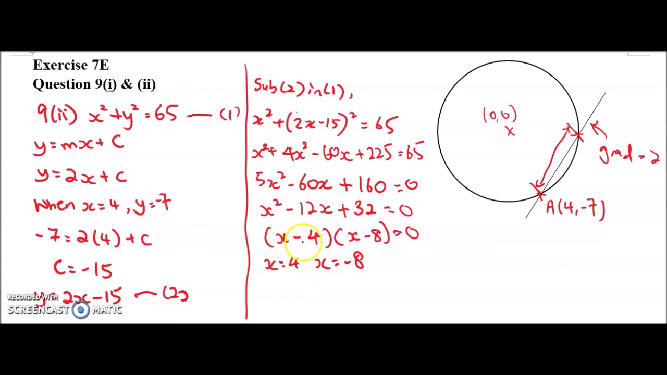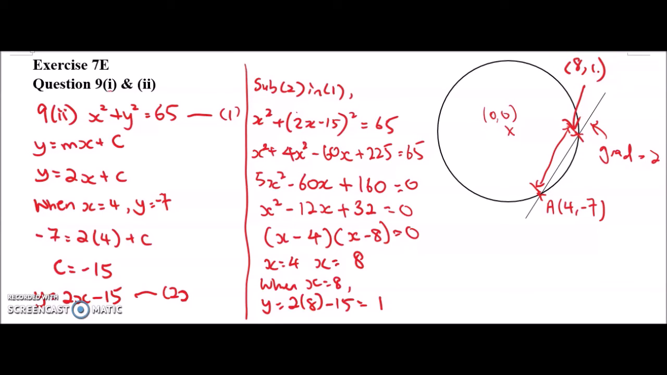The x equals 4 corresponds to point A, so we do not need to solve for its y value, which would be -7. What we are interested in is the point where x equals positive 8. To find the y value, we substitute into the equation of the line. So y equals 2 times 8 minus 15, which is 16 minus 15, which is 1. So the coordinates of this point are (8, 1).